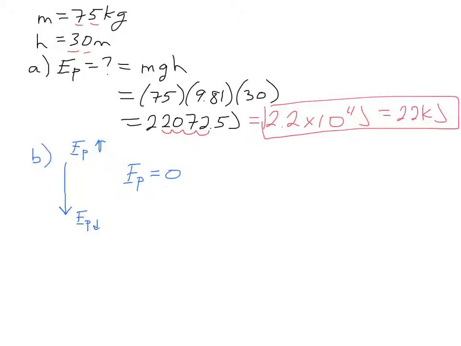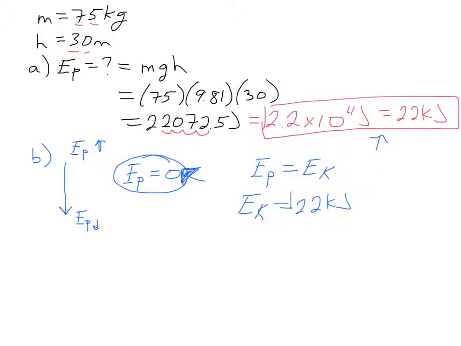Because of the law of conservation of energy, we also know that because up here we had 22 kilojoules for our potential energy, our potential energy would have had to transfer into something. So it would have had to transfer into our kinetic energy. Because if it's 0 now, the entire thing would have had to transfer into kinetic energy. So therefore, at the water, because our potential is 0, we will have 22 kilojoules of kinetic energy.